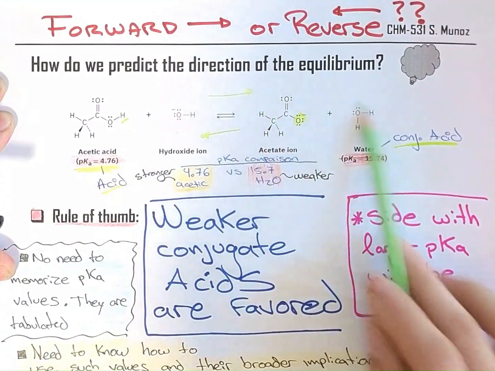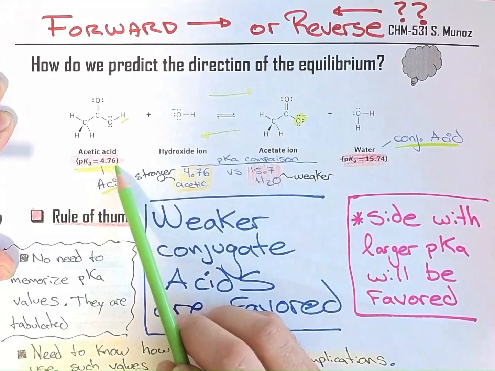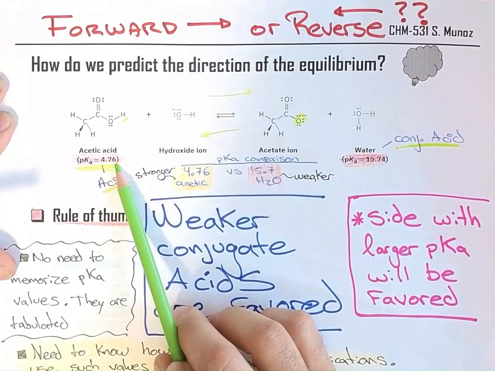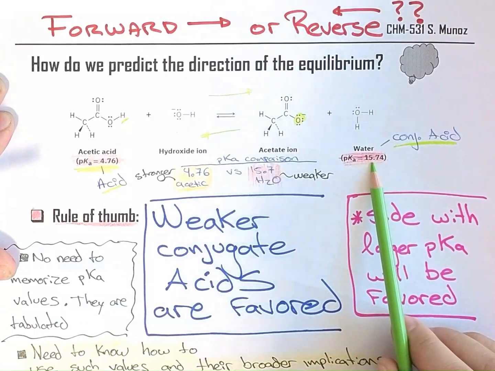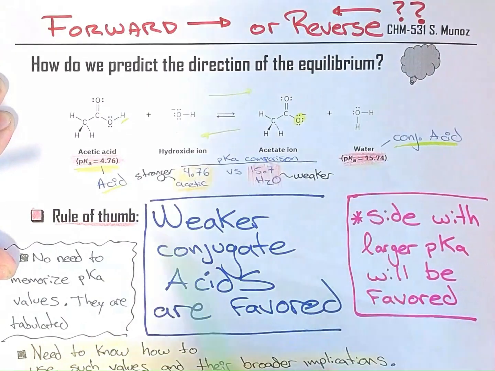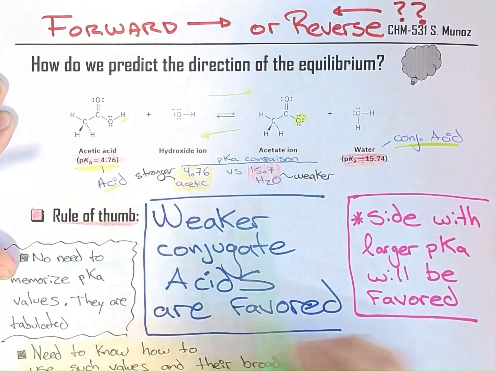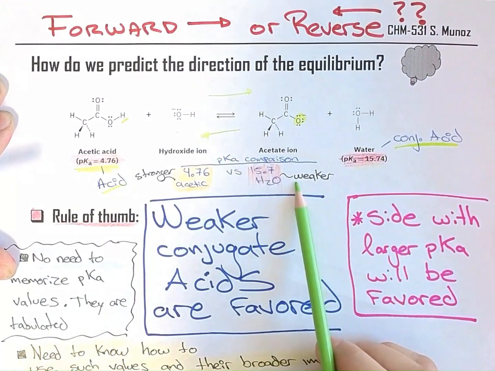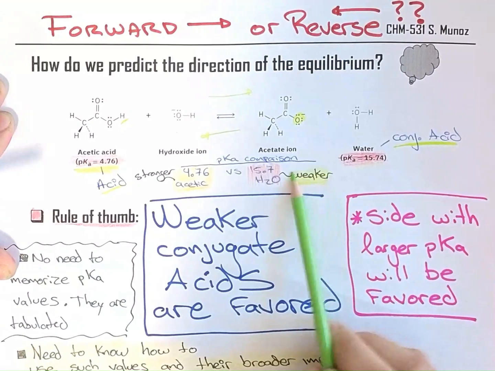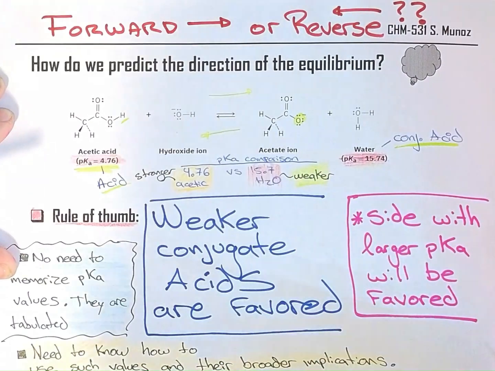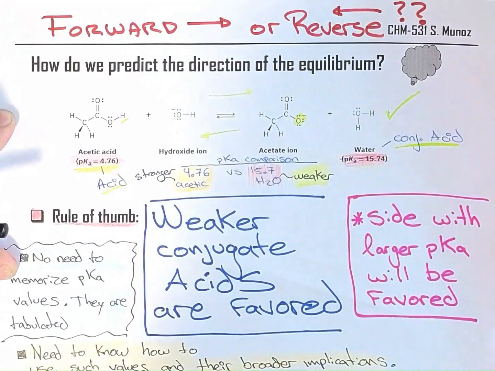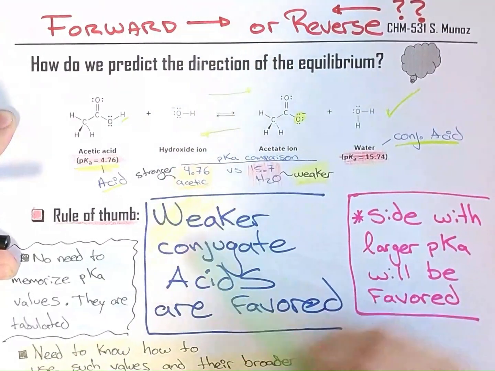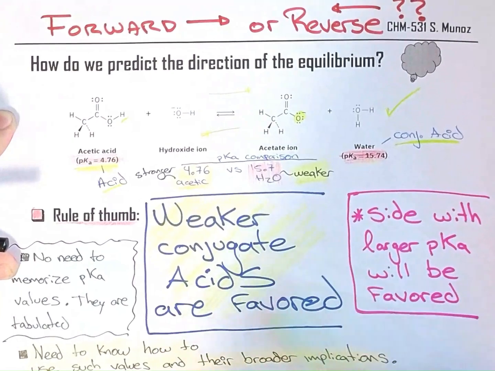It's favored in the direction of the products as drawn, because by comparing the pKa, acetic acid has a pKa of 4.7, and water, which is the conjugate acid, is 15.7, about 16. A lower pKa is a stronger acid than a higher pKa. And because we're forming a weaker conjugate acid, the equilibrium is going to go towards the products, and it's going to proceed as drawn. Always very key is weaker conjugate acids are going to be favored.